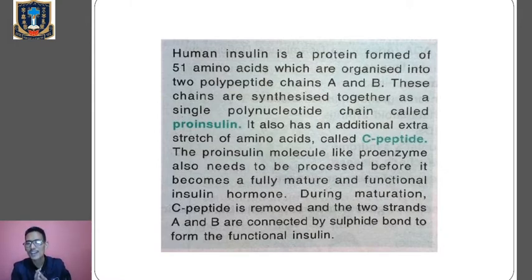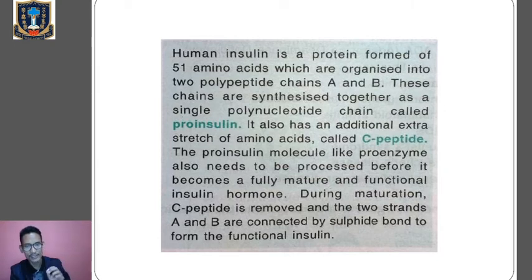And these chains are synthesized together as a single polypeptide chain, which is called proinsulin. Not only do we have the polypeptide chains A and B, but we have an extra chain also, which is called the C peptide. That's why it's called proinsulin. So we have chain A, chain B, and an extra chain which is called the C peptide. So this proinsulin has to undergo processing before it becomes the fully mature functional insulin hormone. Clear?